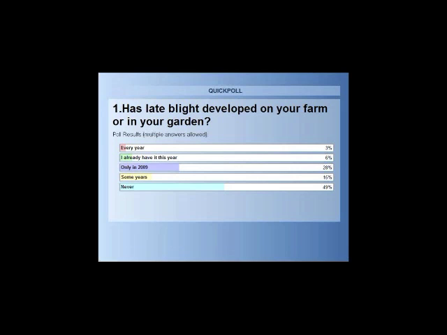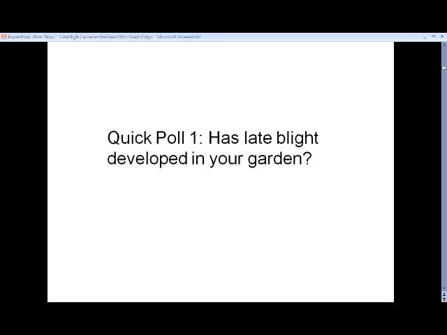So it looks like most people have never had it yet. Very interesting, 49%, but quite a high number, 28% only had it last year.